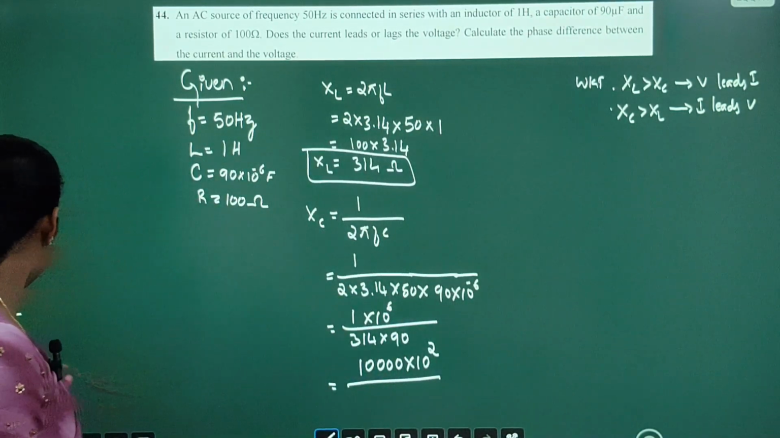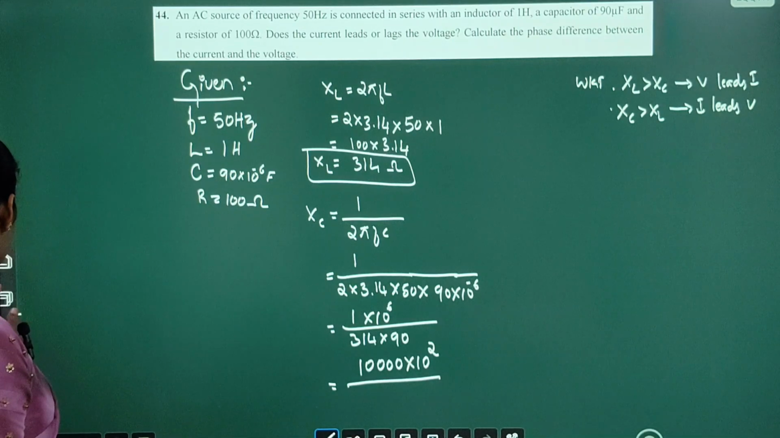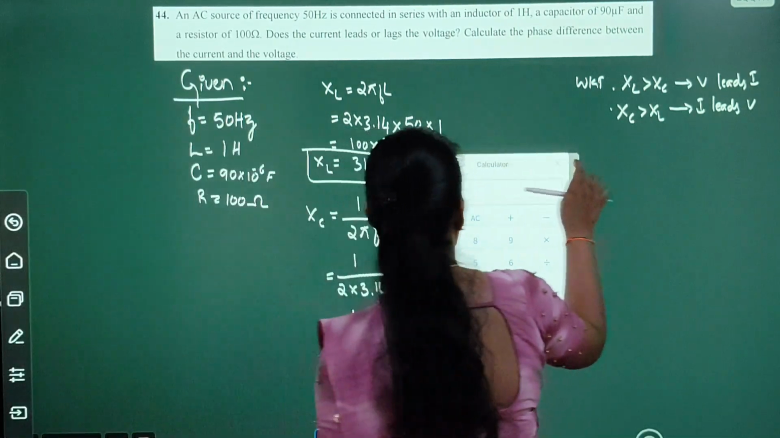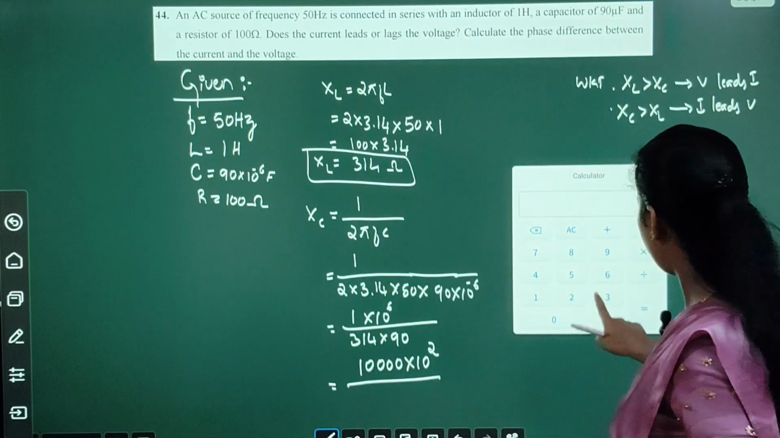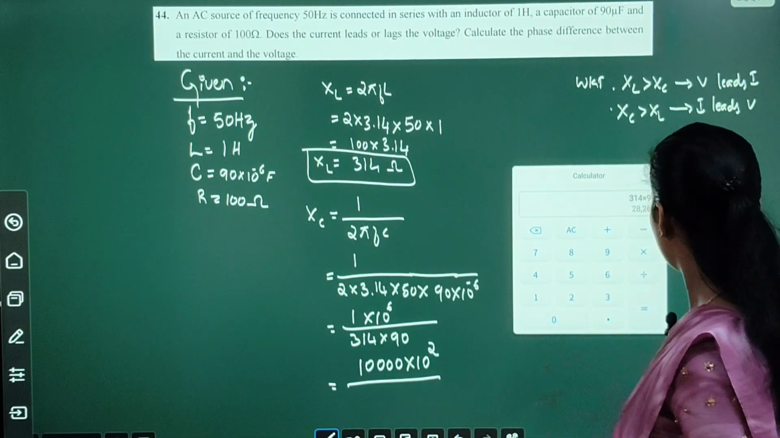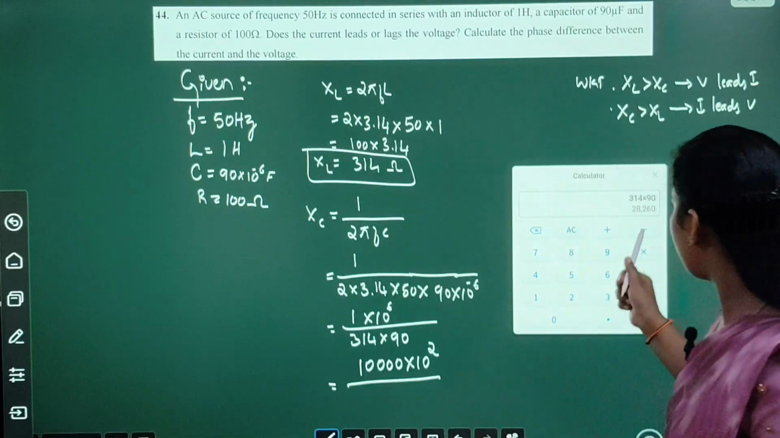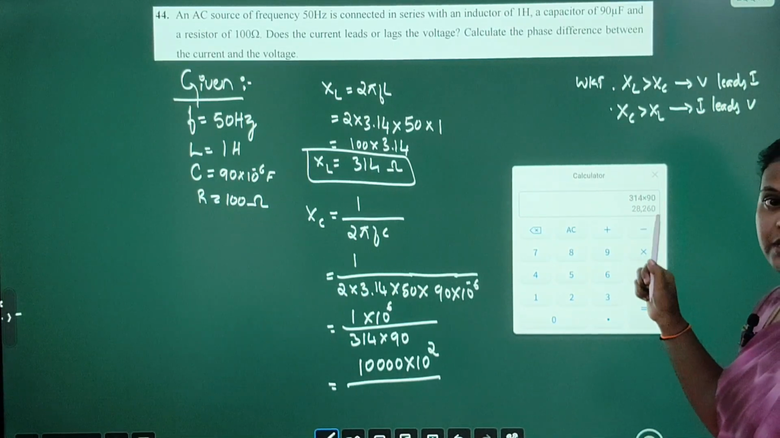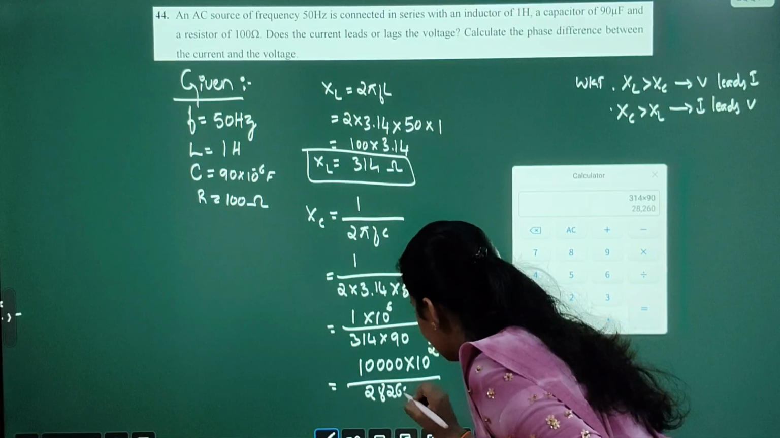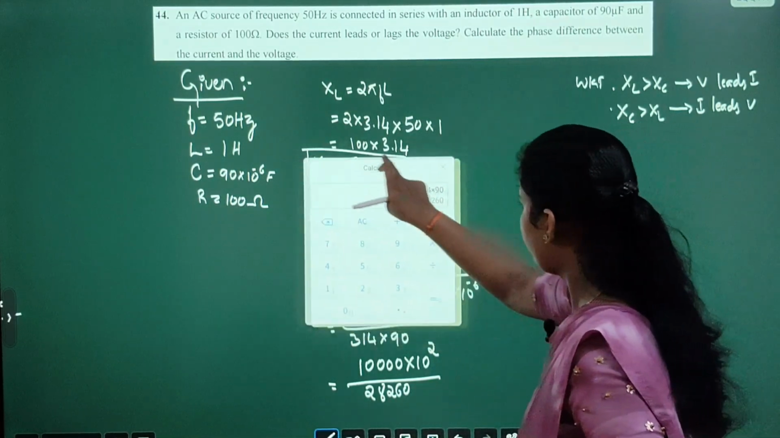A calculator. Okay, here 314 into 90. So what is the value here? 28260. Okay, so this is the value.